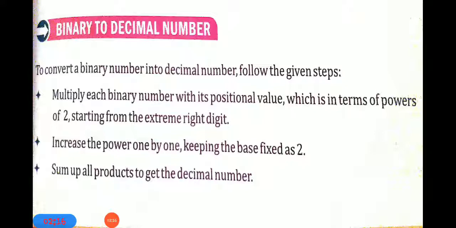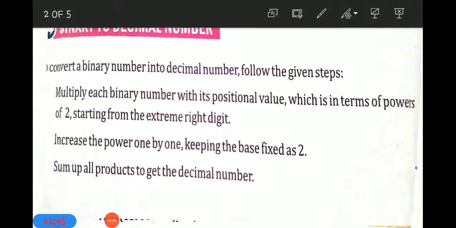You have to keep the base as 2 because this is a binary conversion. So in a binary conversion, base 2 is fixed, but the power changes as per the position. Sum up all the products to get the decimal number. Whenever you get the answers of all the products, you have to sum them to get the decimal number. How will we do it? Let's see.